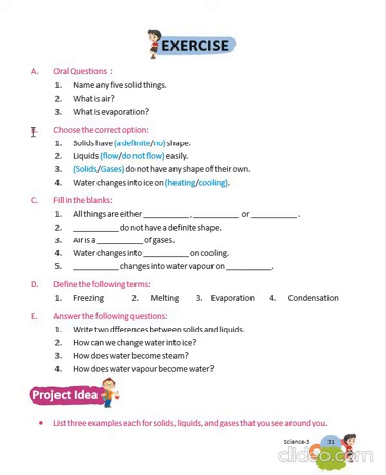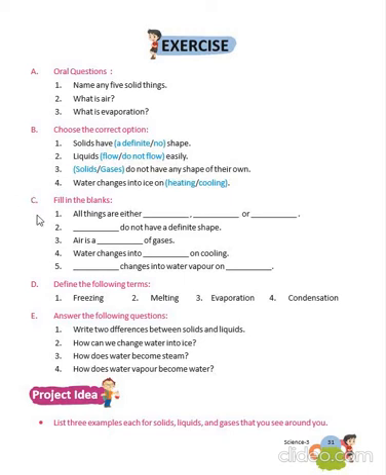Now come to B. In this, we have to choose the correct options. Solids have a definite shape. Liquids flow easily. Gases do not have any shape of their own. Water changes into ice on heating.